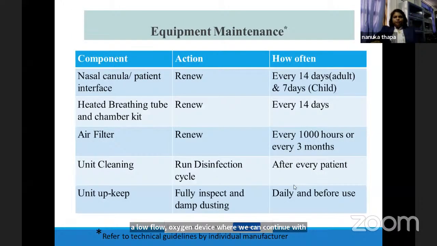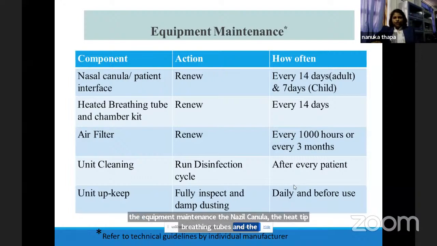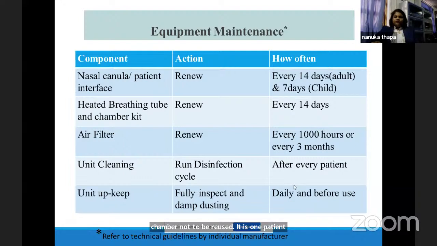So how do we do the equipment maintenance? The nasal cannula, the heated breathing tubes and the chamber kit are not to be reused. It is one patient use. And within a patient, the nasal cannula is to be renewed every 14 days for an adult and every 7 days for children. Breathing tubes and the chamber kit, every 14 days. Air filters, every 100 hours or every 3 months, whichever is earlier. Unit cleaning: run the disinfection cycle after every patient. For unit upkeep, we should do a full inspection and damp dusting daily and before use.